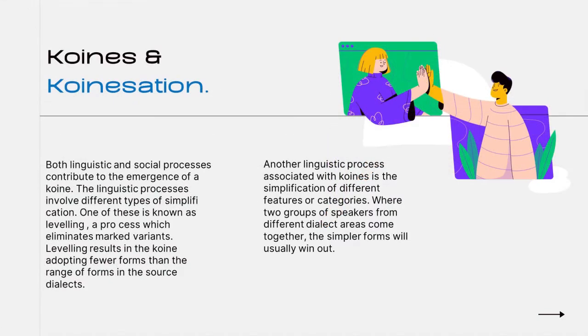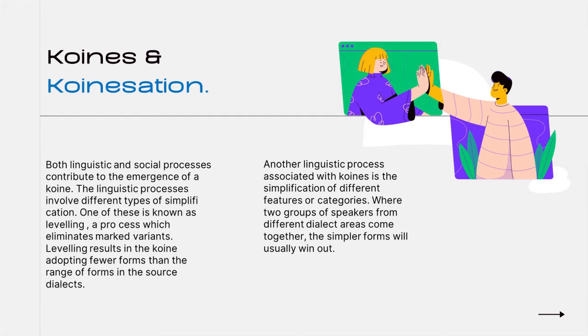The next topic is koines and koineization. This happens when people who speak different dialects come into contact in monolingual communities. Therefore, a new dialect or variety emerges. This language change process is called koineization, and the result is a koine, a variety which is the result of dialect contact. Both linguistic and social processes contribute to the emergence of a koine.